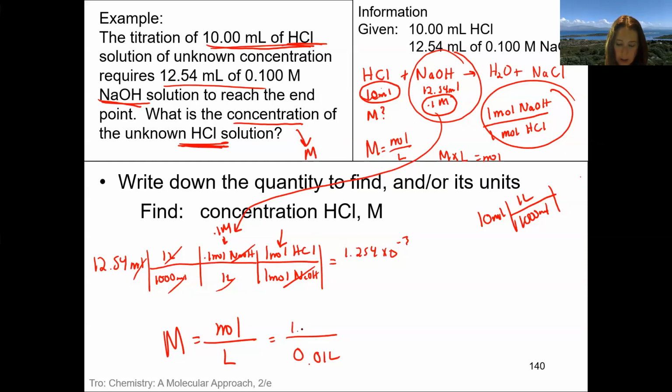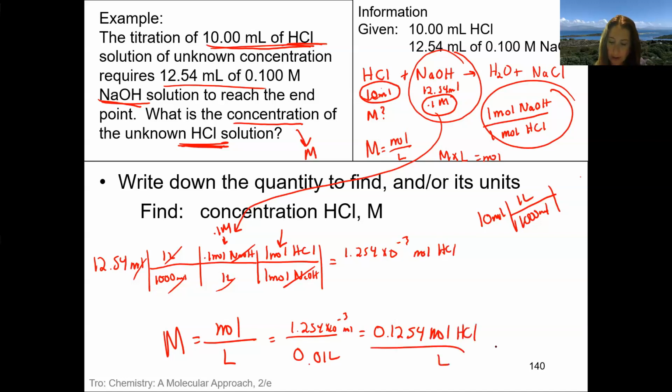I'm not doing my sig figs till the end. This gives me 0.1254 moles HCl, just to be clear. Moles of HCl per liter, which is the same thing as 0.1254 molar HCl. So this problem really is the same as we did before.